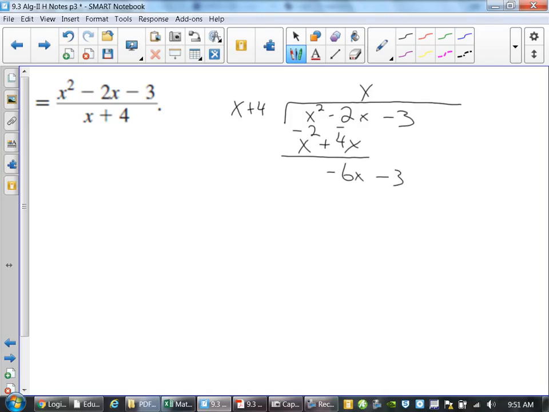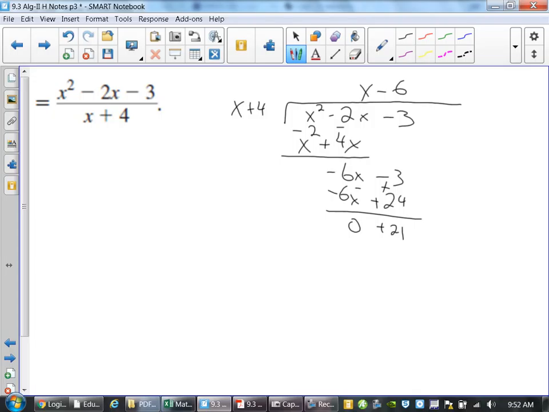Bring down the negative 3. How do I turn the x into the negative 6x? Negative 6. Excellent. So we have negative 6x minus 24. And then I would subtract again, and I get 0, and then I have a 21. Now, that 21 is the remainder, 21 over x plus 4.